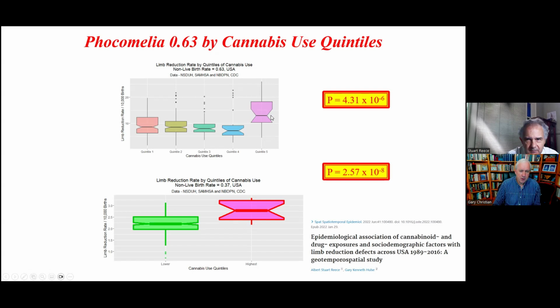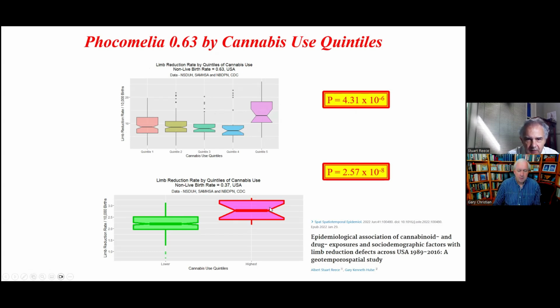Okay, so what does a quintile tell us, Stuart? What's the meaning of a quintile? A quintile divides the cannabis exposure in the exposed population into 5 groups. That's why it's called quintile. And so the highest quintile of cannabinoid exposure has a much higher rate of phocomelia, with a certainty level of 4 by 10 to the minus 6, which is a high degree of certainty for a big jump from the 4th to the 5th quintile.